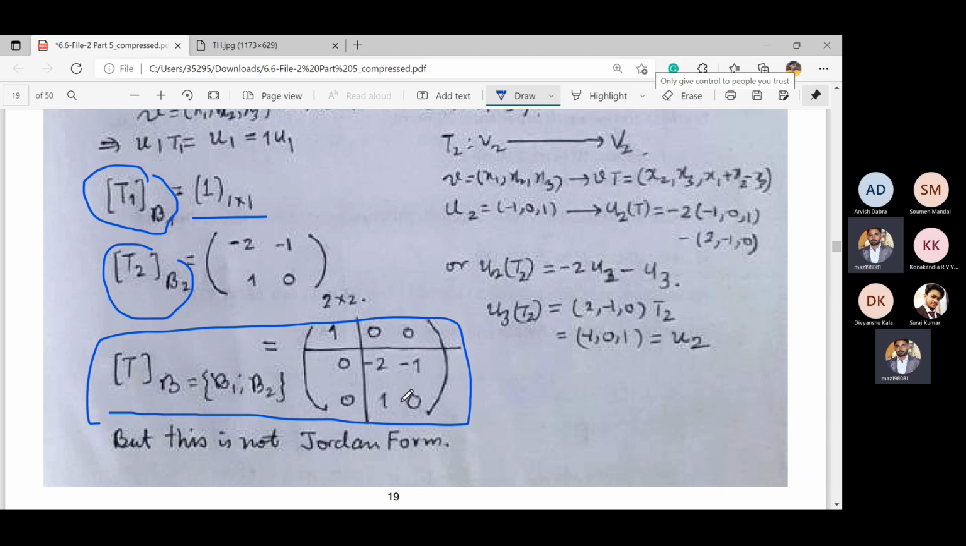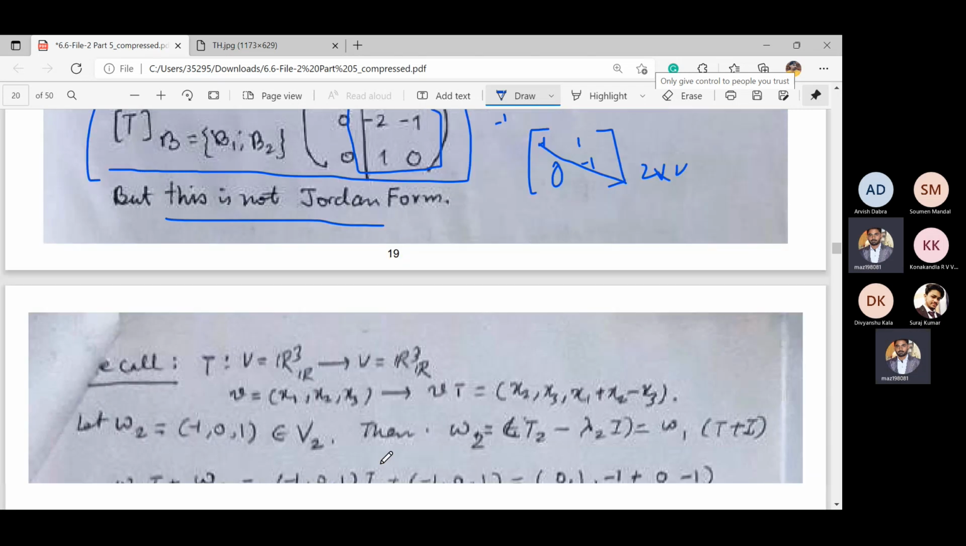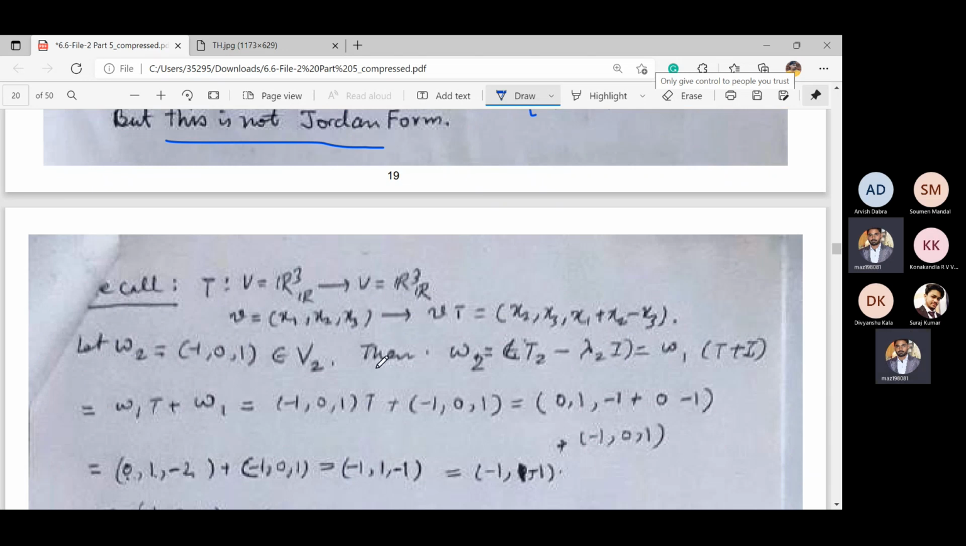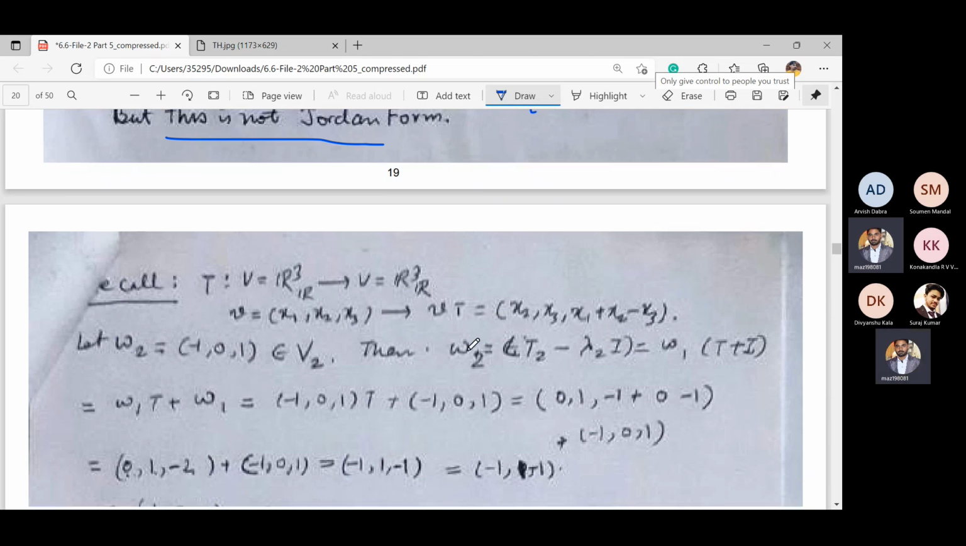Now, is it of Jordan form? No. Why? Because this one is a block for eigenvalue -1. What is the form of Jordan form? The diagonal elements have the eigenvalues, that is -1, -1, and this has 1 and this has 0, because it is a 2 cross 2 block. So it is not in the Jordan form. For Jordan form, these are the calculations that have been done.